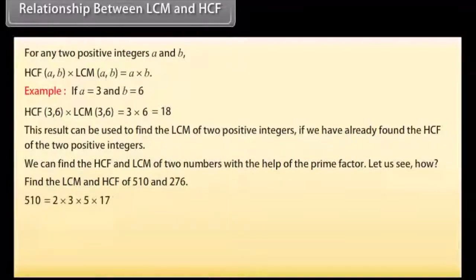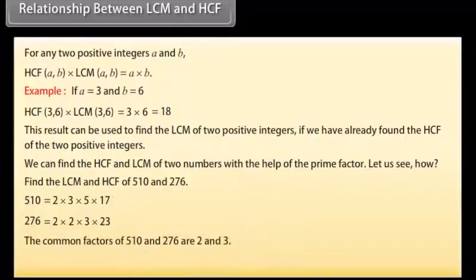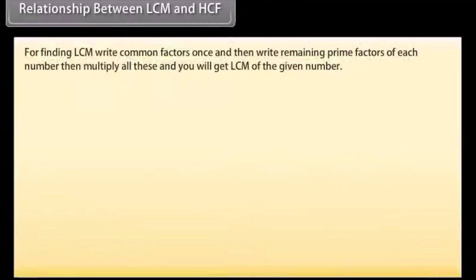510 is equal to 2 × 3 × 5 × 17. 276 is equal to 2 × 2 × 3 × 23. The common factors of 510 and 276 are 2 and 3. Thus, the HCF is equal to 2 × 3. For finding LCM, write common factors once and then write the remaining prime factors of each number. Then multiply all these and you will get the LCM of the given numbers.